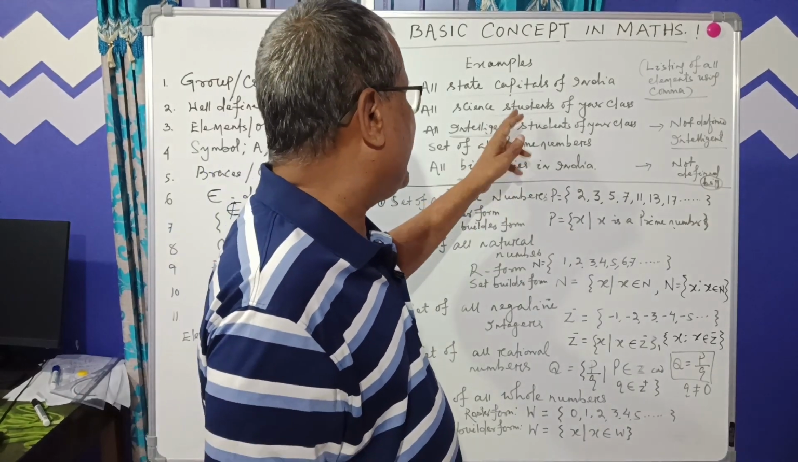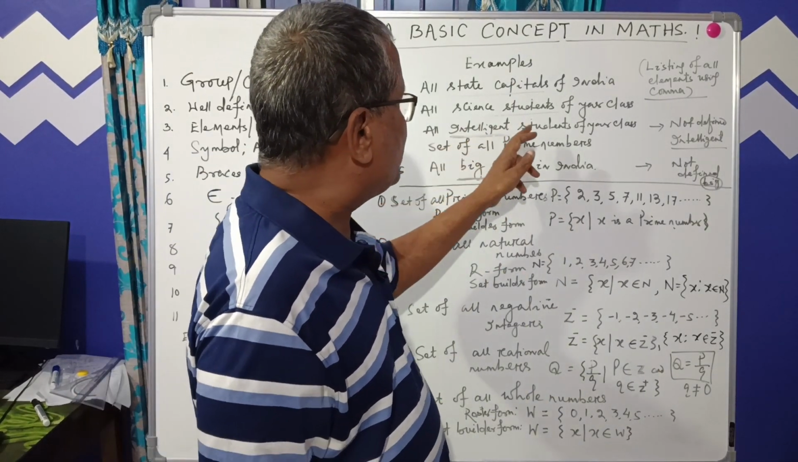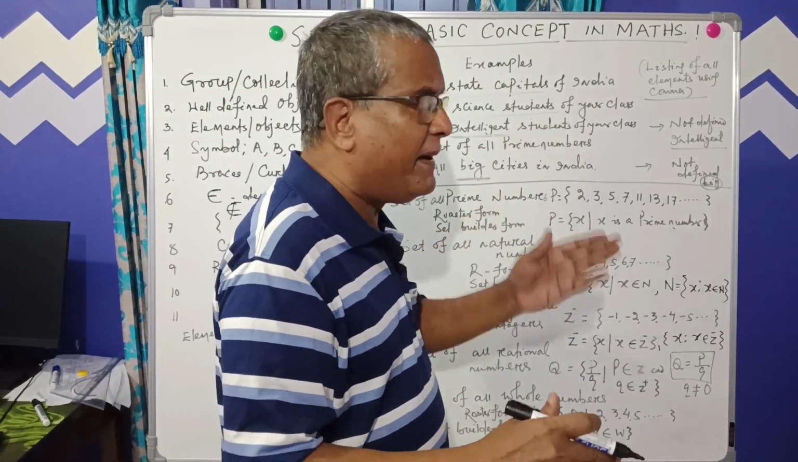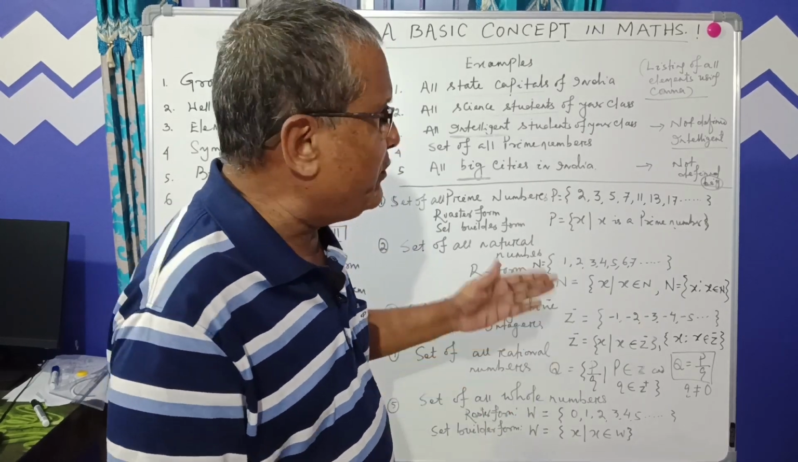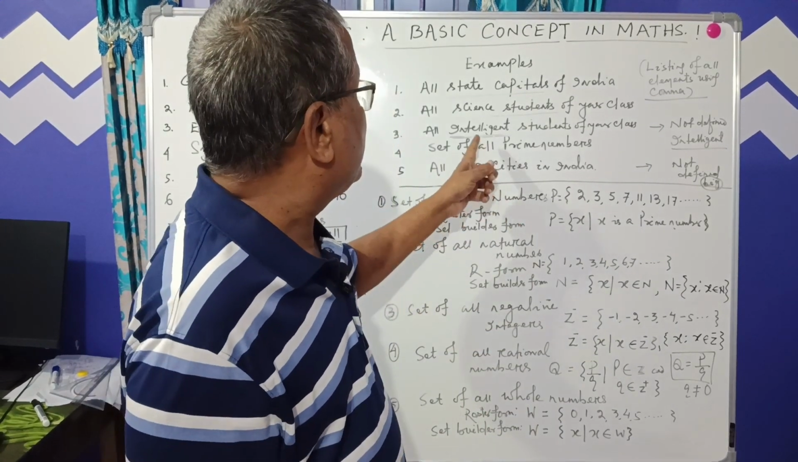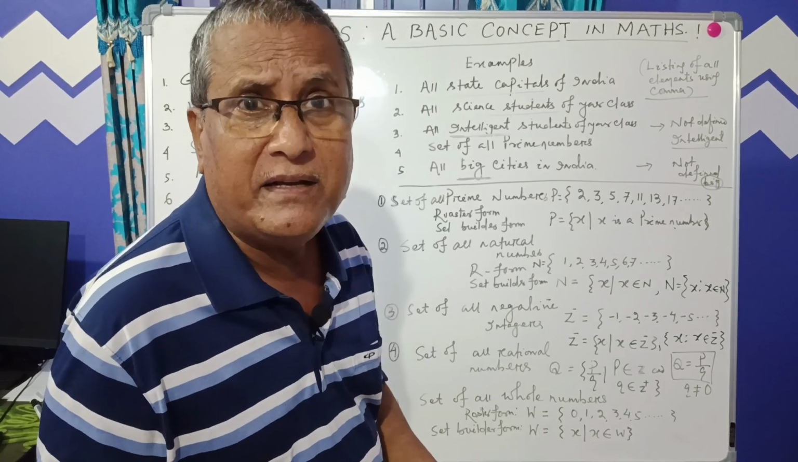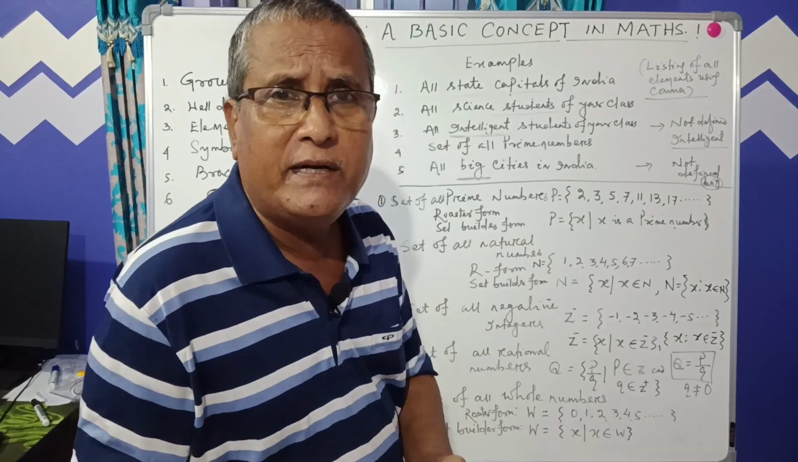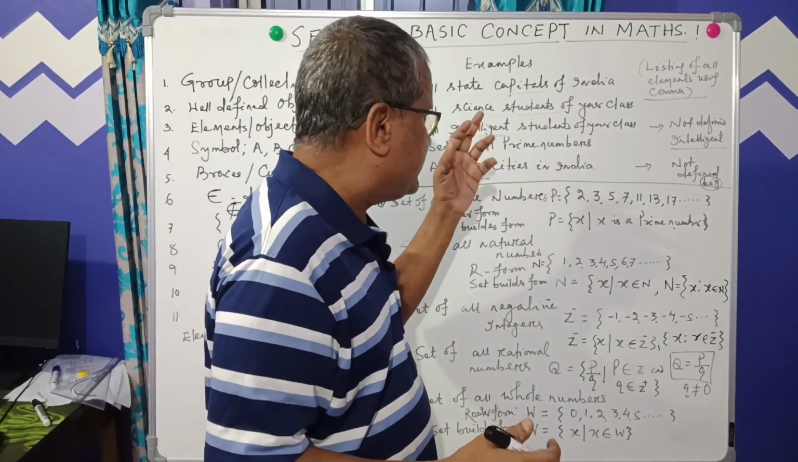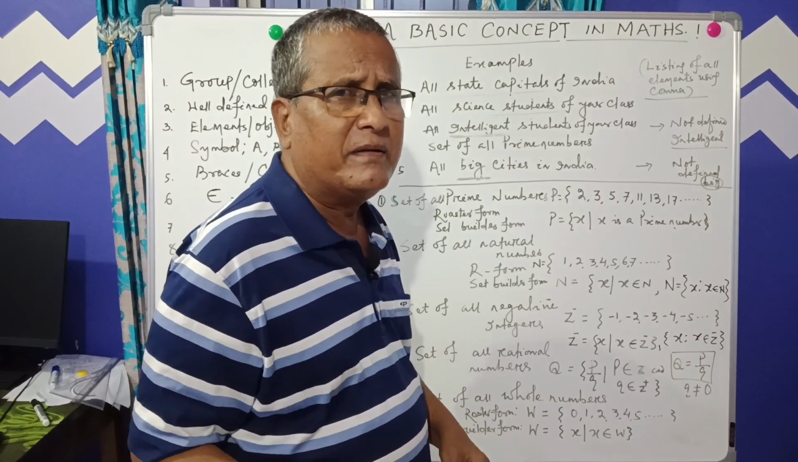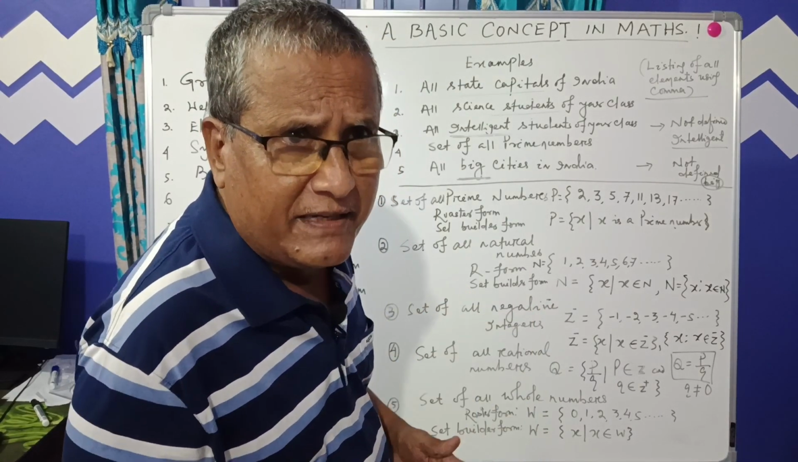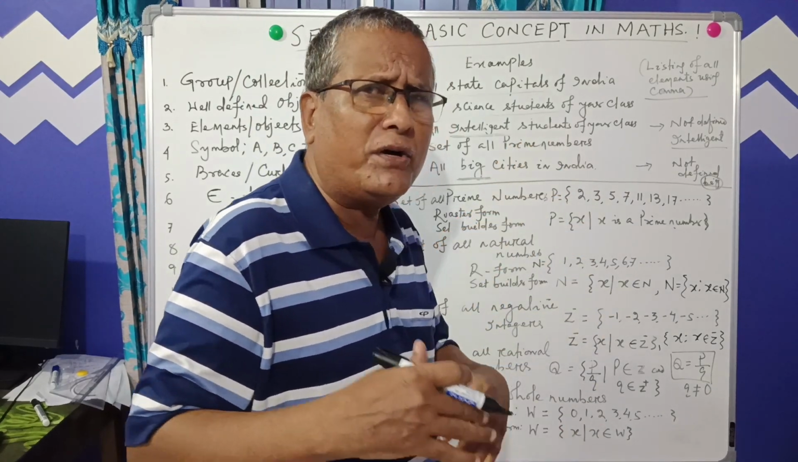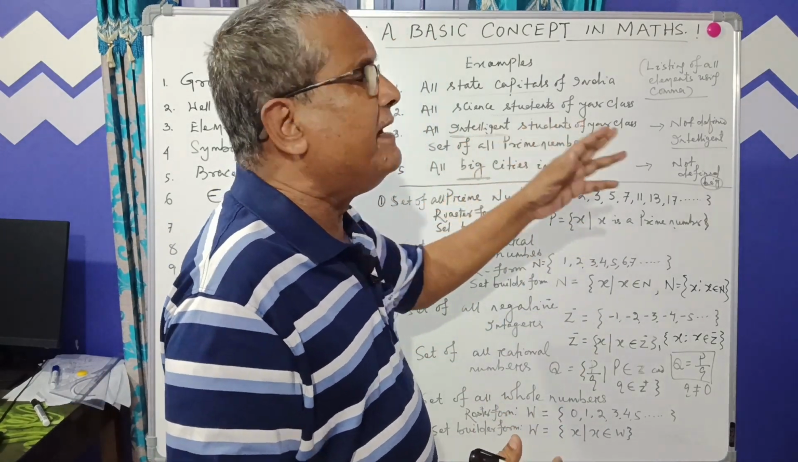Now, all intelligent students of your class. Here is a question. We can identify all students, and according to the name, we can write them serially one by one. But intelligent, can we measure? What is the yardstick? What is the measuring rod? We do not know who is more intelligent or most intelligent. It is an adjective expressed in degrees of comparison: intelligent, more intelligent and most intelligent. So the students are not well defined. We cannot define intelligent students.